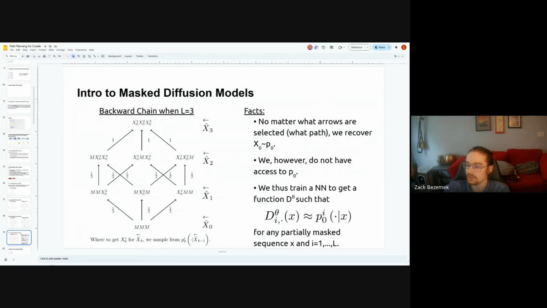So we're going to train a neural network to try to approximate this value. That is, I input any partially masked sequence of my length, and it's going to return the probability that the ith token is whatever that token is in the data distribution, given the information from that partially masked sequence about what I know has already been infilled. So we're going to call that neural network approximation d theta.